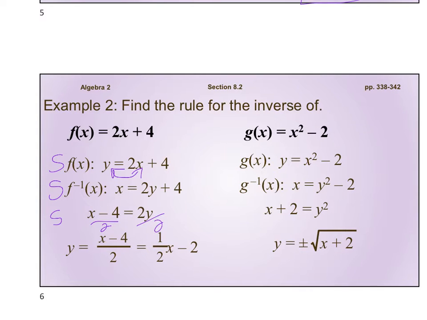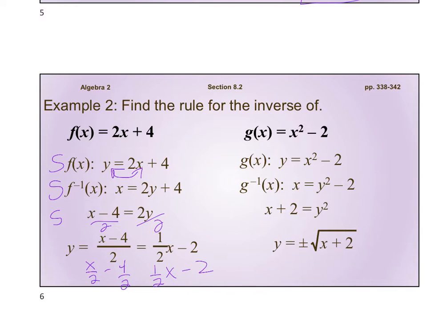Okay, so this is going to give me 1/2 x. By putting the 2 underneath both terms, it's like the reverse of common denominator. I have x over 2 minus 4 over 2, right? Which is going to give me 1/2 x minus 2. Okay, now find the inverse of x squared minus 2.